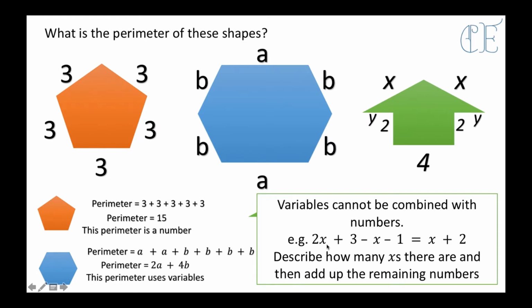So for example, 2x plus 3 minus x minus 1. You've got 2x minus an x, which leaves me with 1x. And then 3 minus 1, which is 2. So x plus 2 has to be written like that. You describe how many x's there are and then add up the remaining numbers and put it on the end.